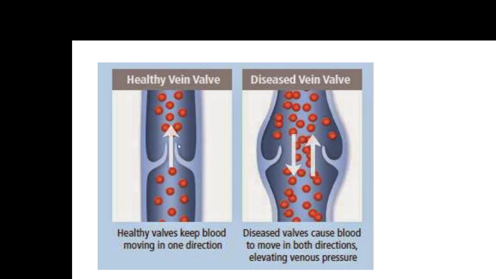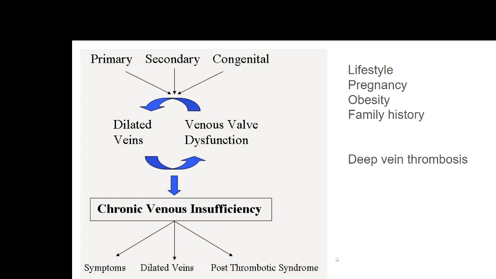Now a healthy vein valve keeps the blood flow unidirectional, whereas in the conditions where the vein valve has become diseased due to either congenital or acquired causes, the blood flow can be in both directions, and it will flow from the deeper venous system to the superficial venous system, and that results in the reverse flow.